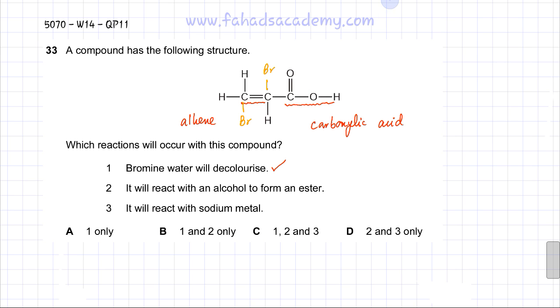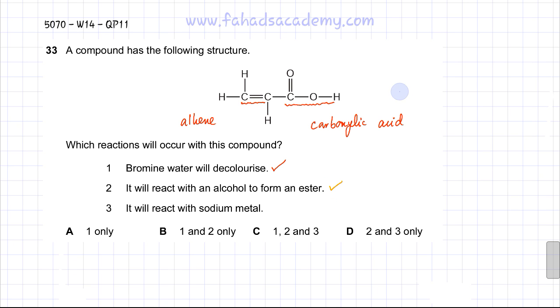And over here in the middle, this double bond would be removed and in its place a single bond would be formed. So this is bromination of alkenes, and this reaction would occur. So bromine water will get decolorized. The second part is that it will react with an alcohol to form an ester. Remember, there's a carboxylic acid functional group, and they react with alcohols to form esters. So the second statement is also correct.